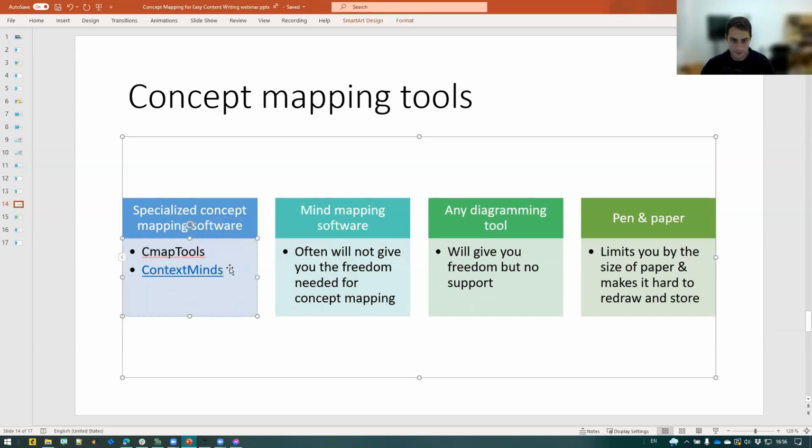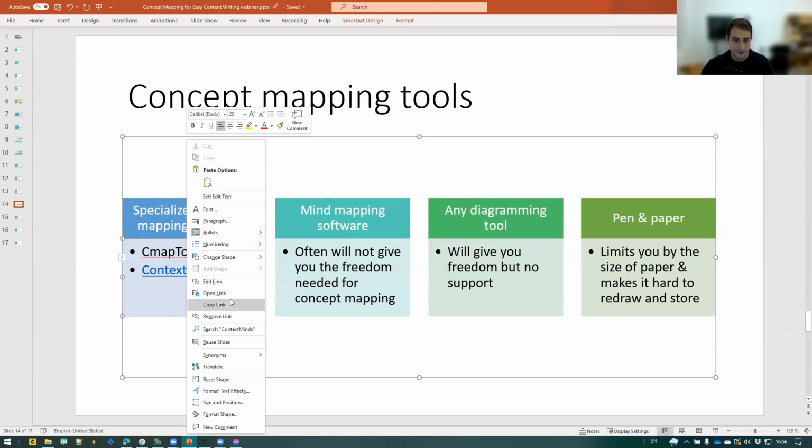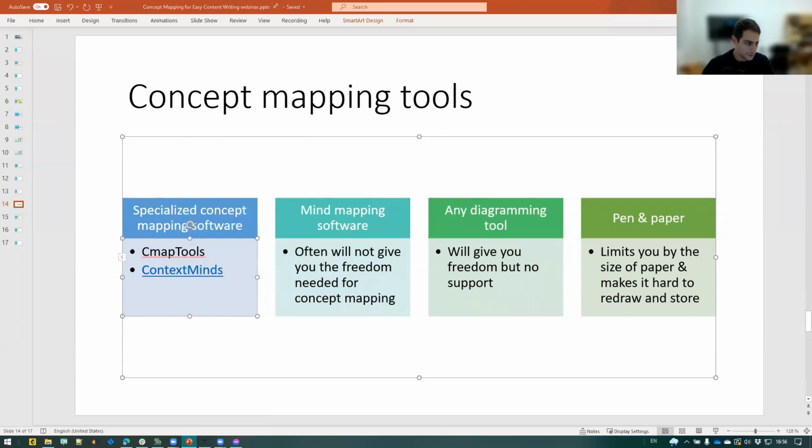I think that apart from Context Minds, there is only one other such tool, which is CMap Tools. They are both very similar, but Context Minds has some advantages, like that it tries to give you suggestions on what to add into the map. We will see this right away. So let me just share the link in the chat. If you want to try this, you can do so at this link.